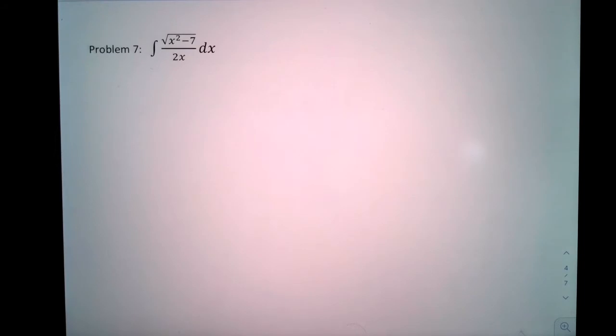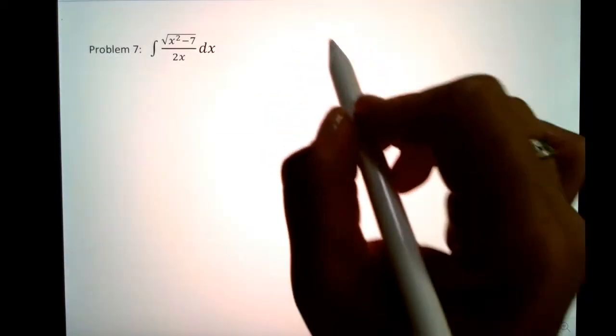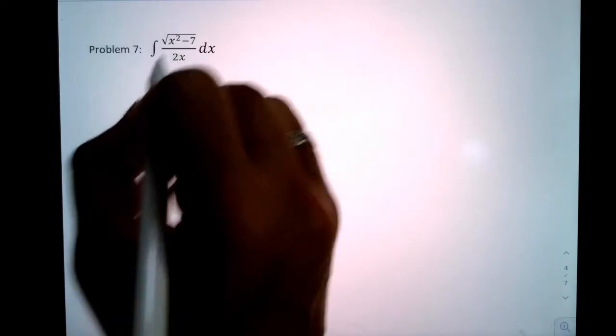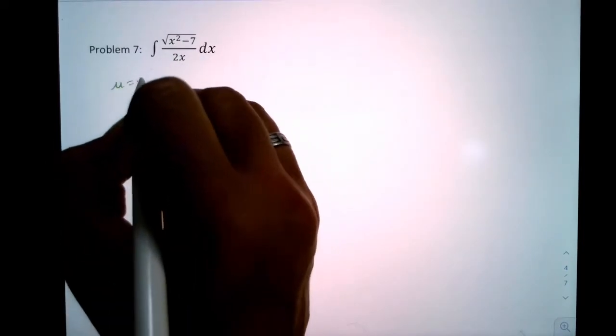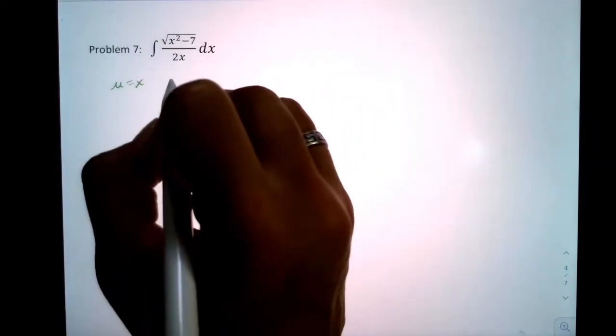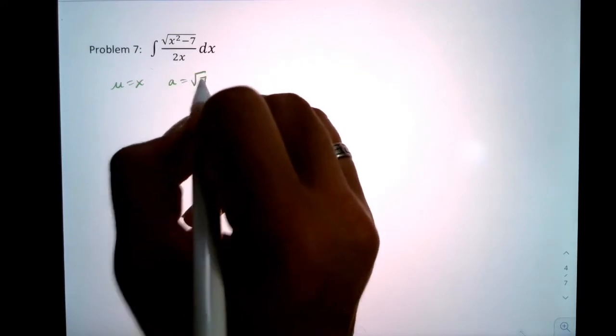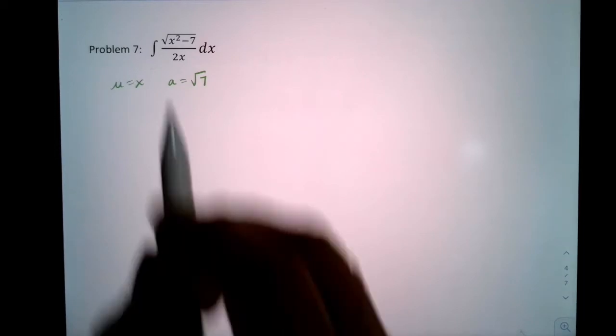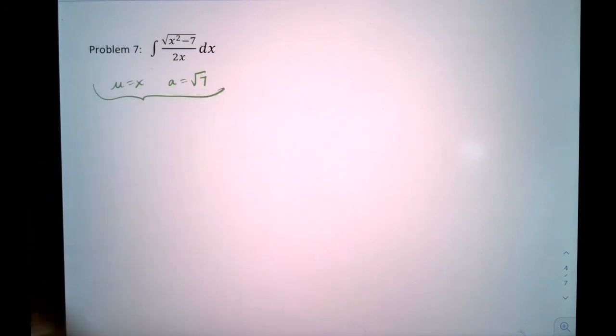So I'm going to do this trig substitution, and I'm going to decide what we're going to do. I'm going to let u equal x, and I'm going to let a equal the square root of 7. It's okay. It can be ugly like that, right? What's squared gives me 7? Well, the square root of 7. So now I'm putting this together as a trig substitution. I'm not doing a u substitution. I'm putting these two puzzle pieces together.